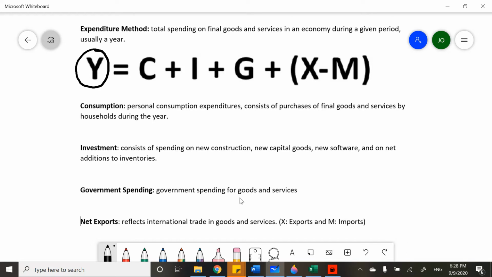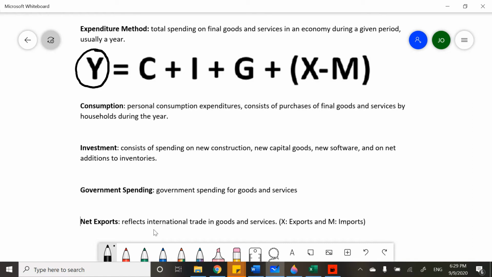Government spending. What we count in government spending is anything that the government spends on that is a good or a service. This is not to be confused with a government transfer, such as Social Security or disability checks.